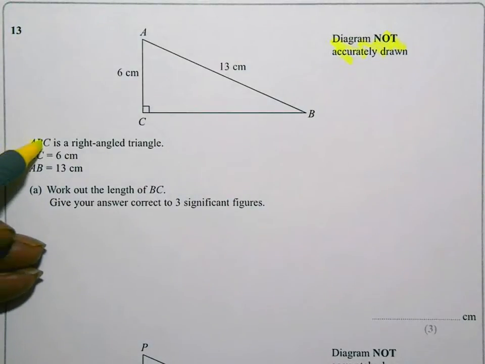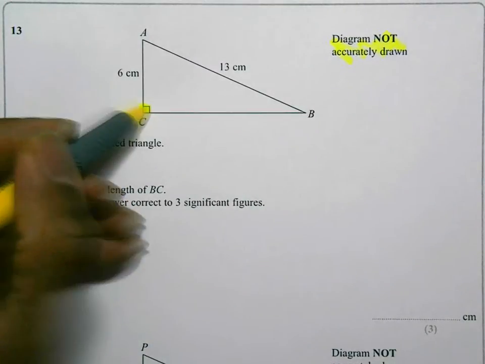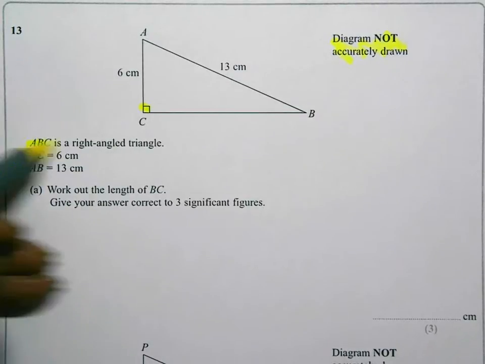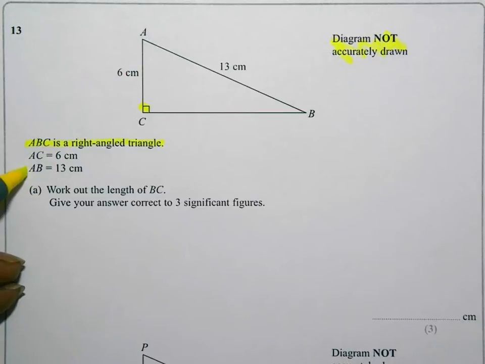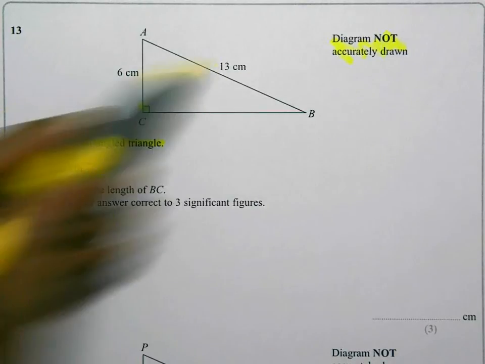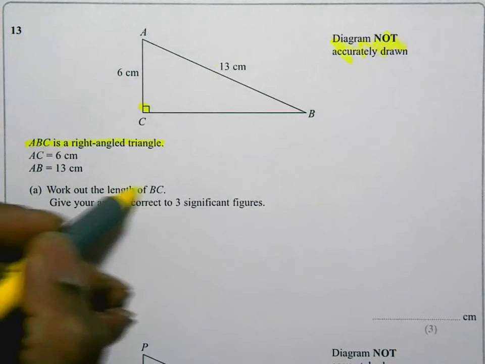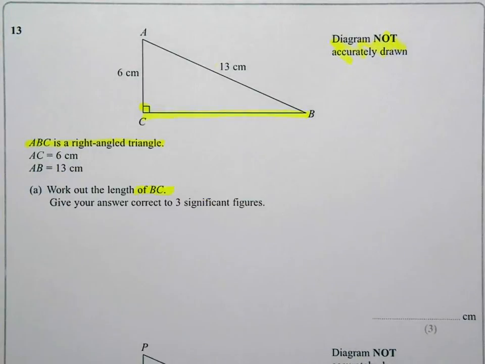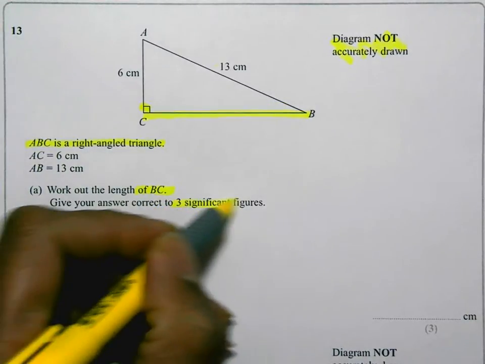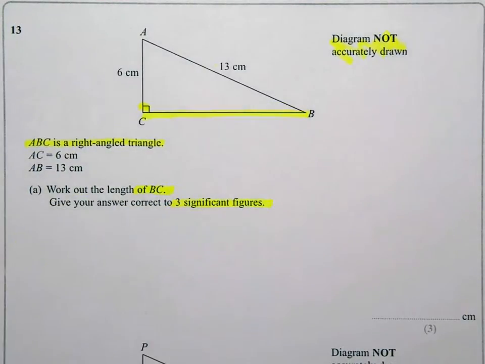ABC is a right angle triangle. I know that because there's a right angle over there. So it's a right angle triangle. AC is 6 centimeters. There it is. And AB is 13 centimeters. There's that. Work out the length of BC. So they want me to work out this side over here, BC. Give your answer to 3 significant figures. So there is going to be a mark just for writing my answer to 3 significant figures. So I need to make sure that I do that at the very end.